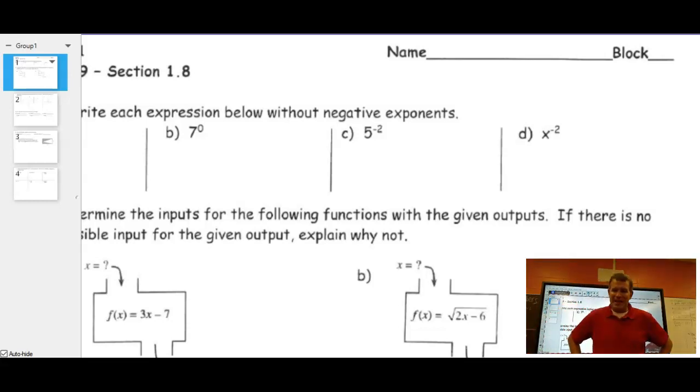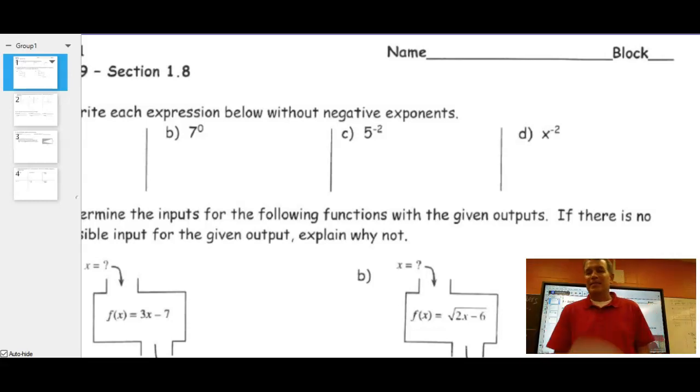And number 7, the exponent problems. A is 56 x squared y to the 4th. B is 27 m to the 6th, p to the 9th. C is 4x squared y to the 3rd. D is 3 over x squared. E is 4 p n to the 2nd. And G is 3m over 2n to the 3rd.